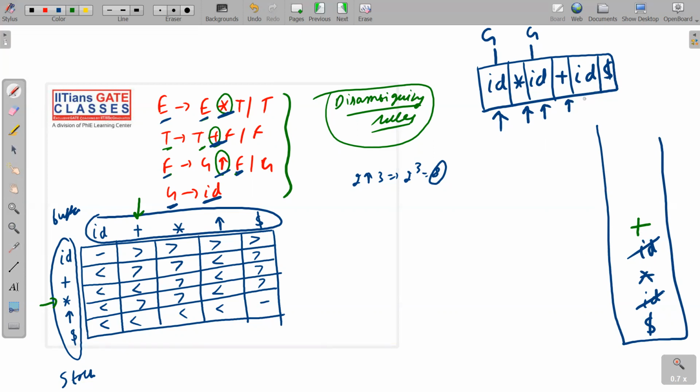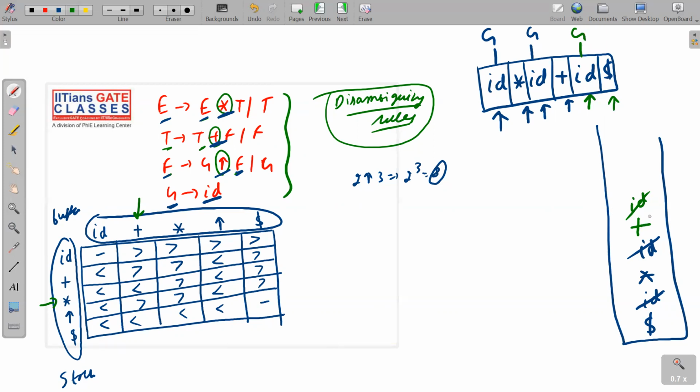Then the look-ahead pointer will point to the next symbol, ID. ID and plus are compared. Obviously, ID is having more precedence, so ID will be pushed onto the stack. Then the pointer will point to the next symbol, that is dollar. Dollar obviously is having the least precedence, so popping starts. First ID will be popped off. ID popped off means what? ID will be reduced to G.